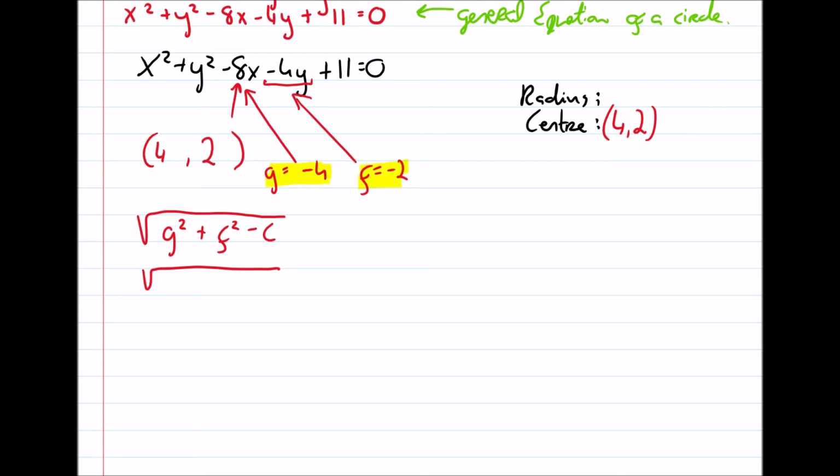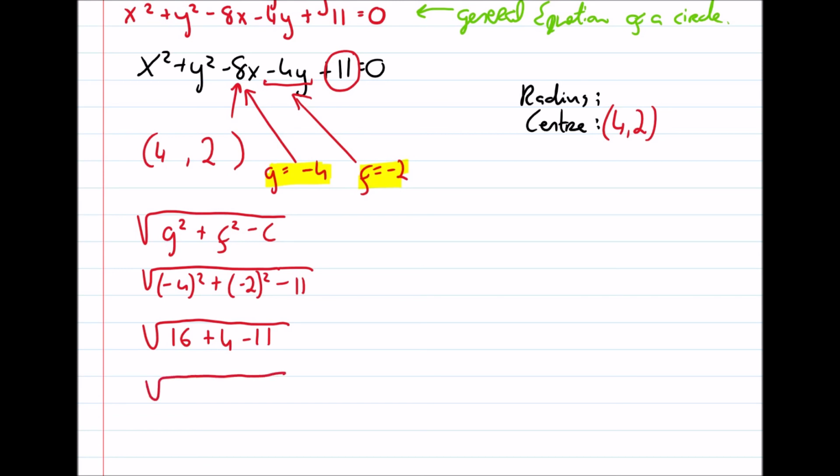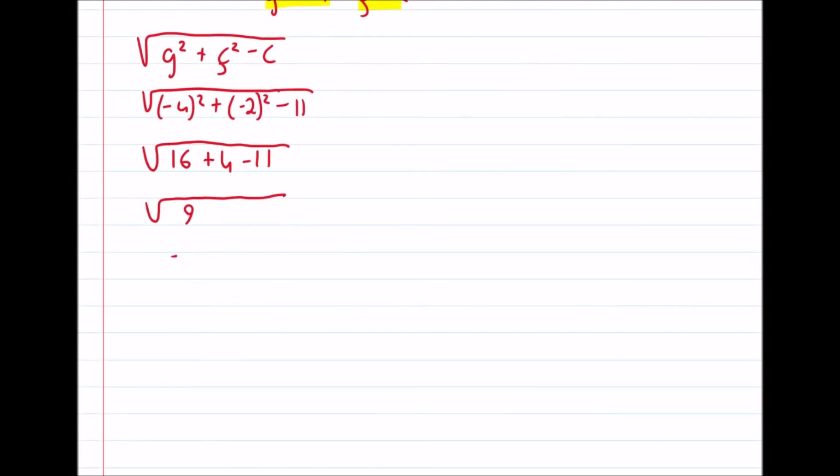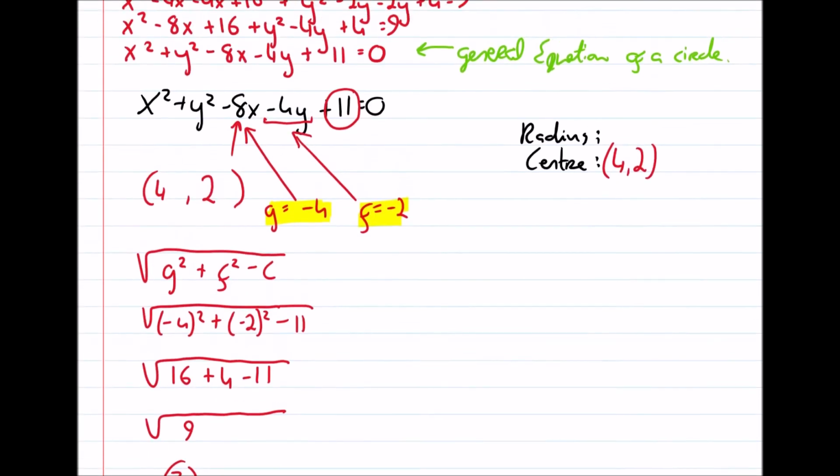So we put those into our equation. So it's minus 4 squared plus minus 2 squared minus, now what's c? c is that number, 11. So square root of minus 4 squared, which is 16, plus minus 2 squared, which is 4, minus 11. So we get here the square root of 9, and the square root of 9 is 3. So the radius is 3.